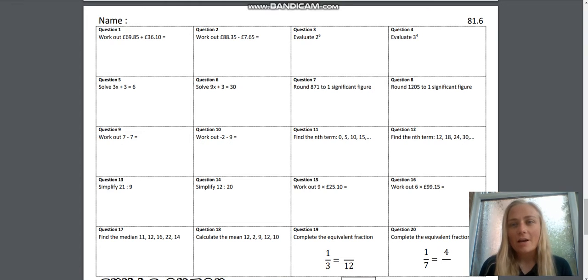So this week in your maths work is exactly the same as previous weeks. You're going to start with your 20 questions, which I've popped on the screen here. In the top right hand corner it should say 8.1.6 for this week. It's exactly the same kind of format as all the other weeks. We start off with some money and then we finish off with some equivalent or same fractions, okay?